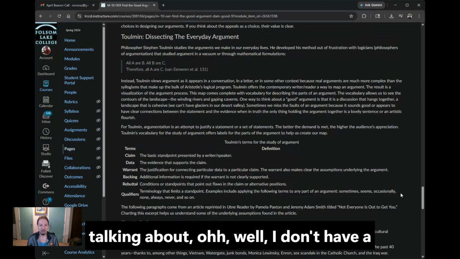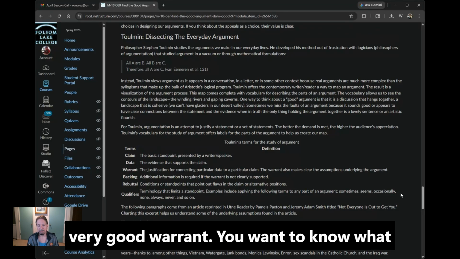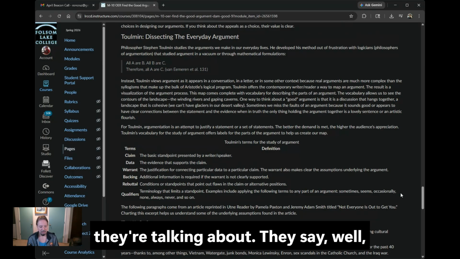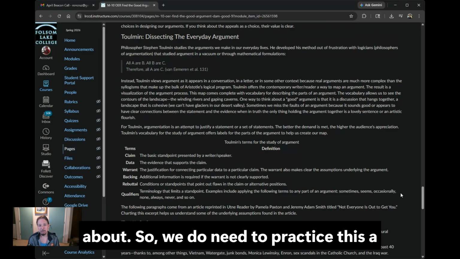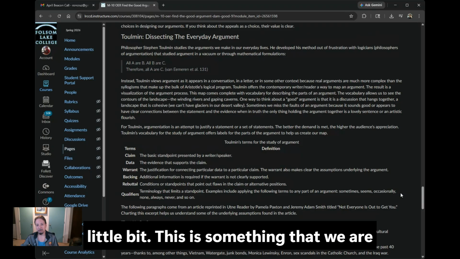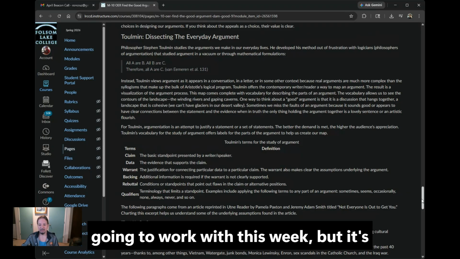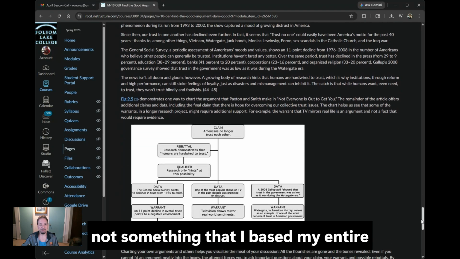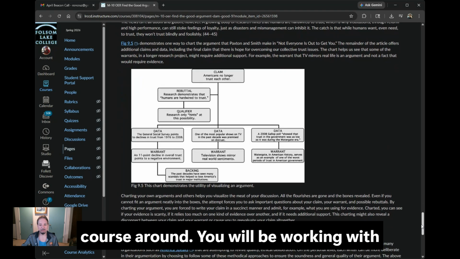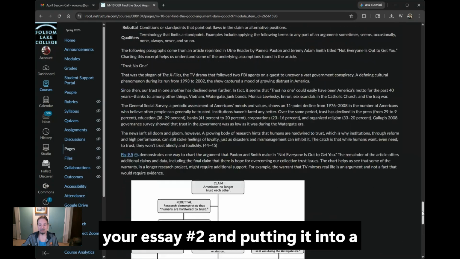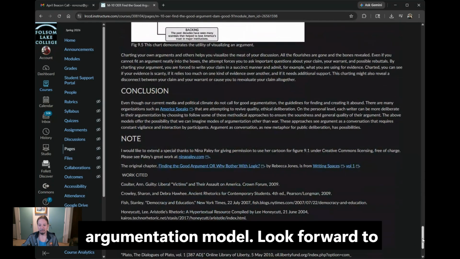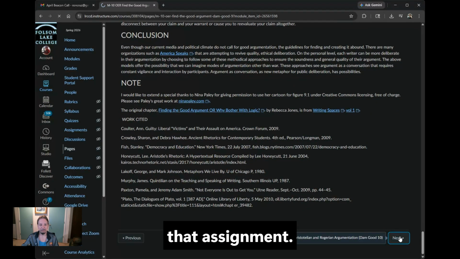When somebody starts talking about, oh, well, I don't have a very good warrant, you want to know what they're talking about. They say, well, you need to work on your qualifiers. You need to know what they're talking about. So we do need to practice this a little bit. This is something that we are going to work with this week, but it's not something that I base my entire course around. So you will be working with your essay number two and putting it into a Toulmin argumentation model. So look forward to that assignment.